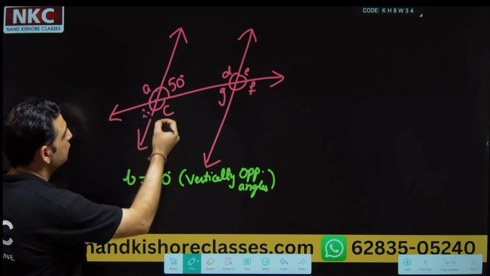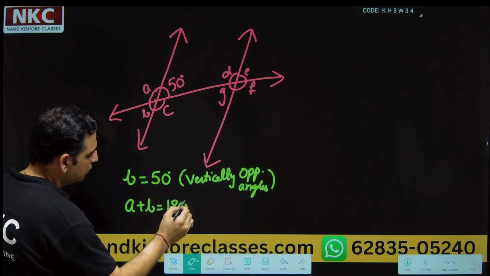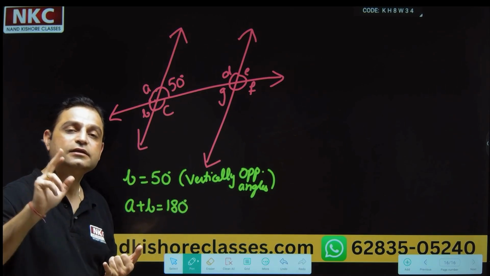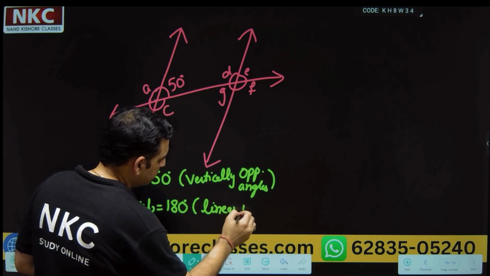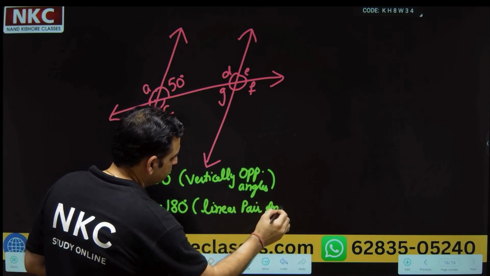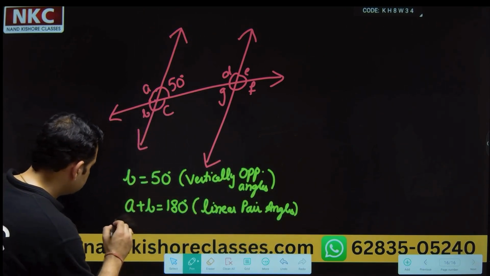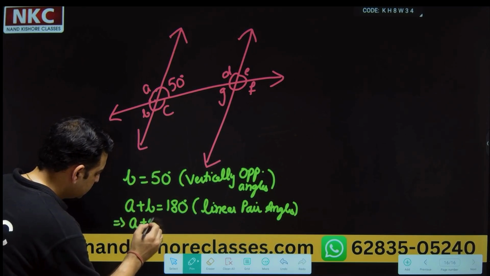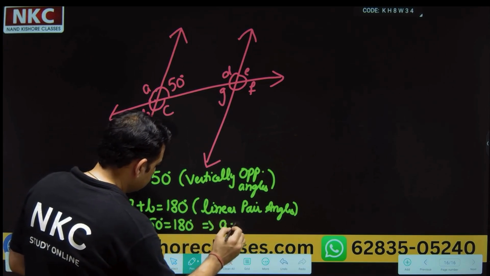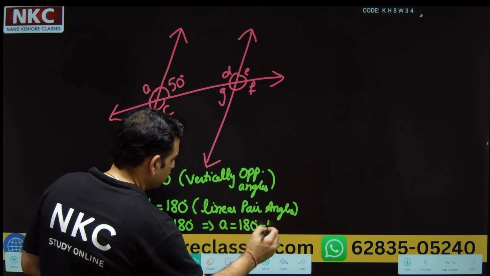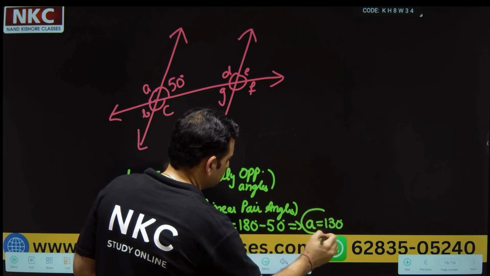Once B is found, now A and B, their sum is 180 degree. Why their sum is 180 degree? Because they are linear pair angles. We will write they are forming linear pair of angles. Now B value we have already found, it is 50 degree. So A plus 50 is 180 degree. That means A will be equal to 180 minus 50. Finally, A is 130 degree.